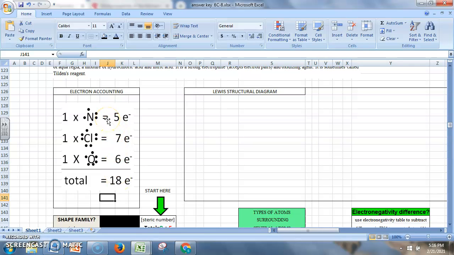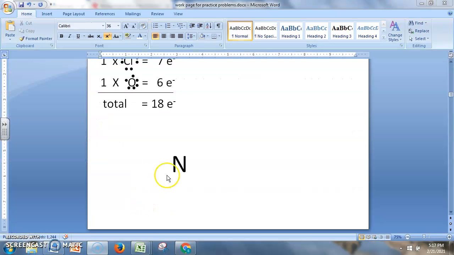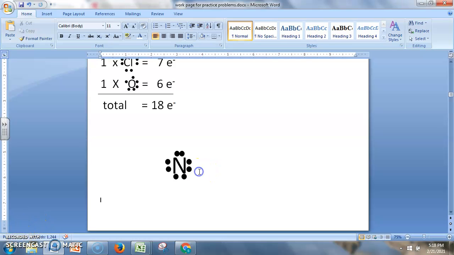It looks like nitrogen will be the atom in the center. It needs 3 bonds to get 8. Chlorine only needs 1 bond. Oxygen needs 2 bonds. That puts nitrogen in the middle. We build around the atom that needs the most bonds. So we will build this molecule around nitrogen, and we will need to surround nitrogen with 8 electrons. We'll do that now. So we now have our 8 electrons around the nitrogen.